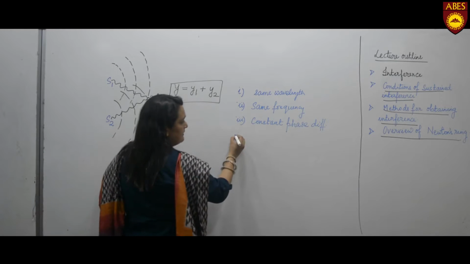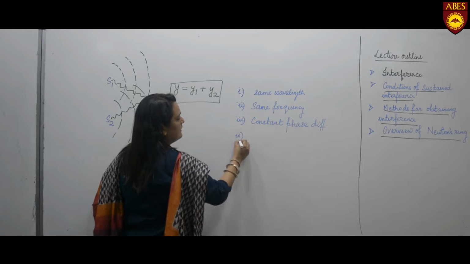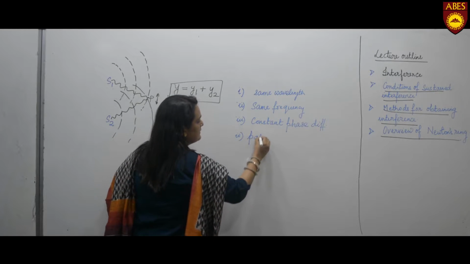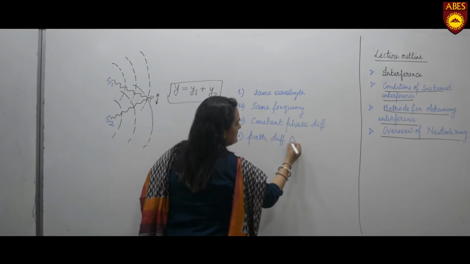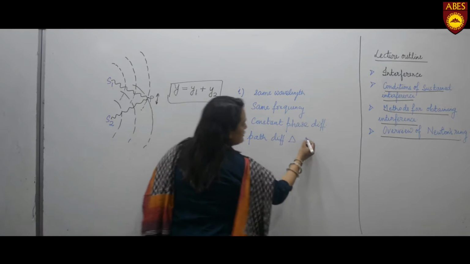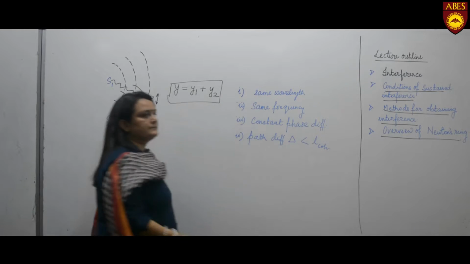Also, another requisite condition is that the path difference, which is indicated by delta, should be less than the coherence length.